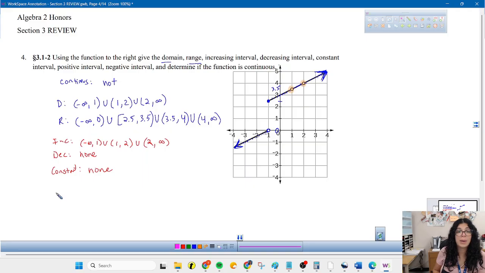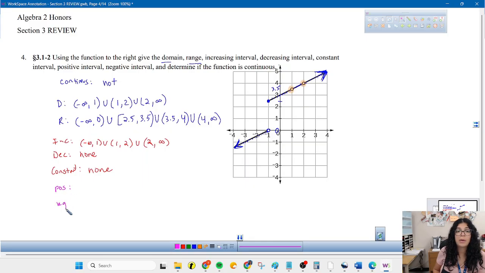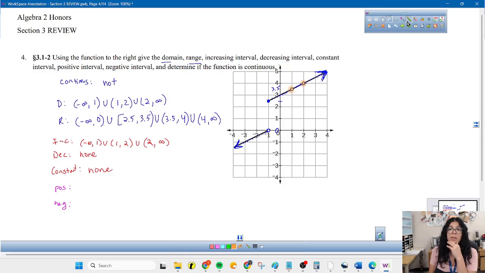Next up, let's go ahead and do the positive, negative. Positive is what part of the graph is above the x-axis and what part of the graph is below the x-axis. So the part of the graph that is above the x-axis is from the -1 to the 1, and then the 1 to the 2, and then the 2 to infinity. This part of the graph right here, okay?